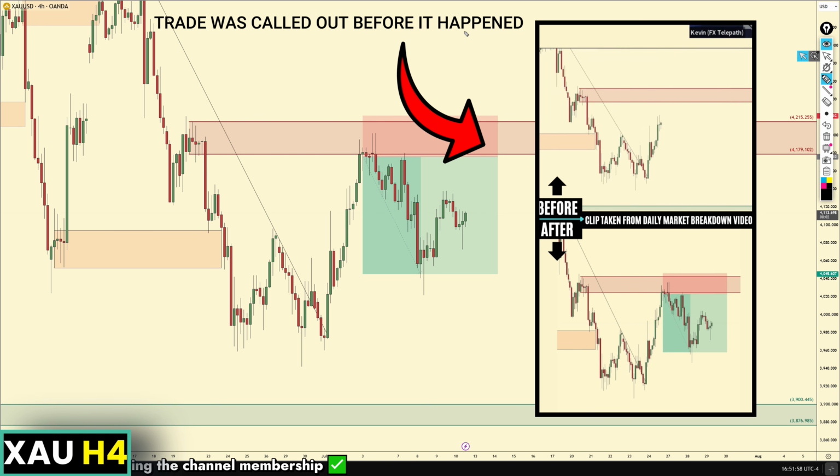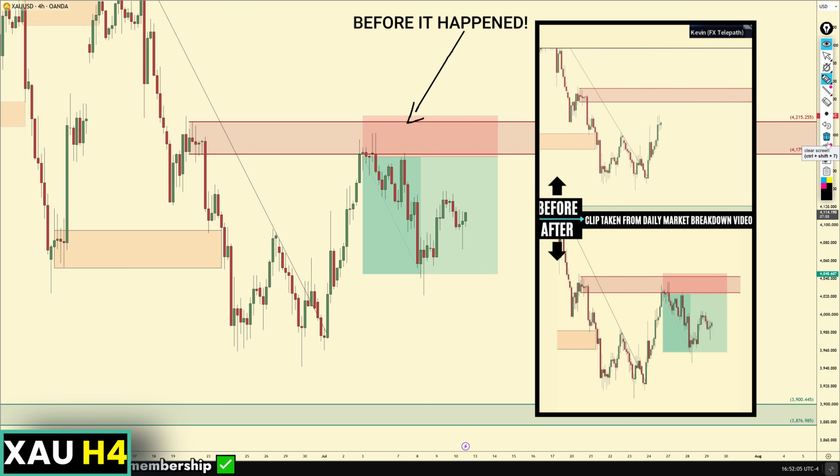And that's fantastic. This trade was called out for the Diamond members in the daily market breakdown video, which is a forecast I release every single day during the week for the Diamond members.